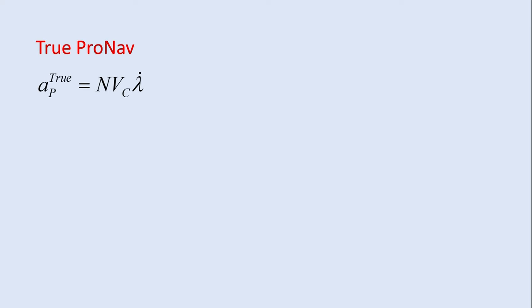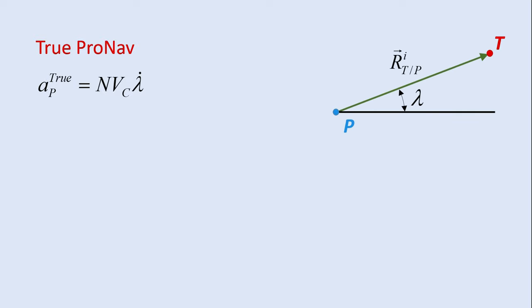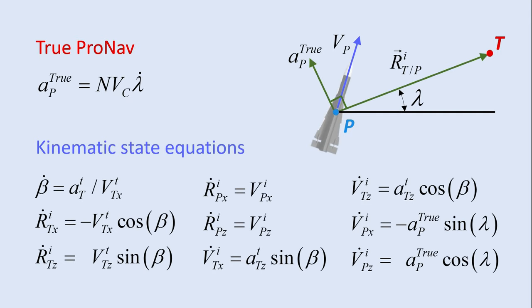A quick review of our state equations. Here's our true ProNav law. It can be pure ProNav if we just swap out Vm, the missile velocity, for the closing velocity, Vc. But being true ProNav, the acceleration command is normal to the line of sight direction, or perpendicular to the range vector. I'll refer you to section 3 for further details on these equations.